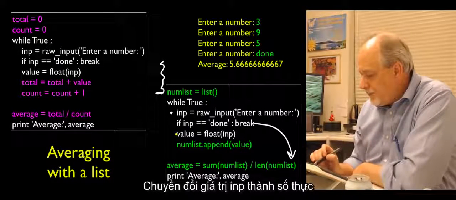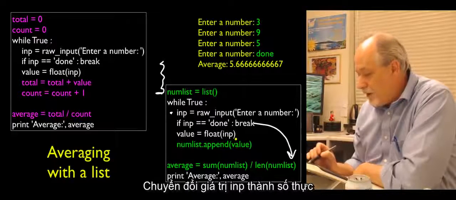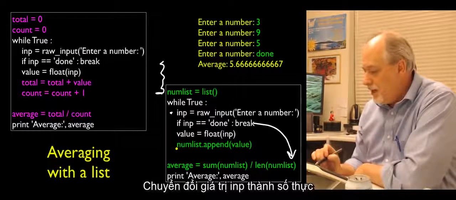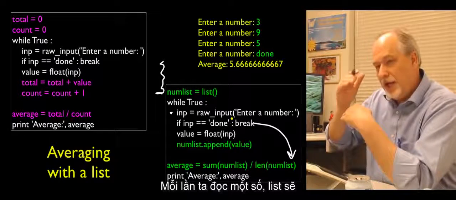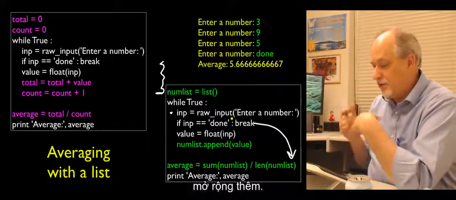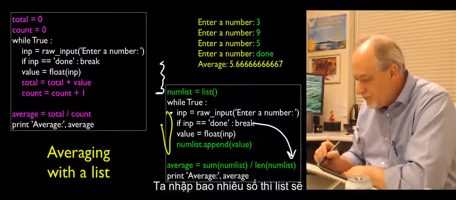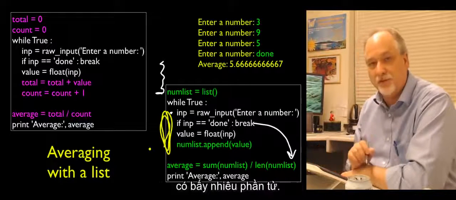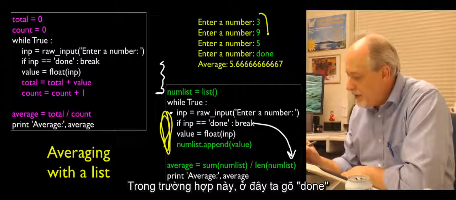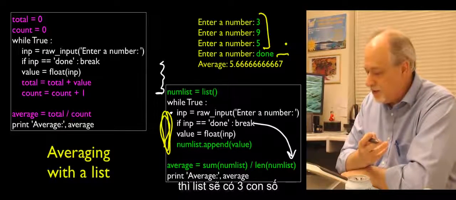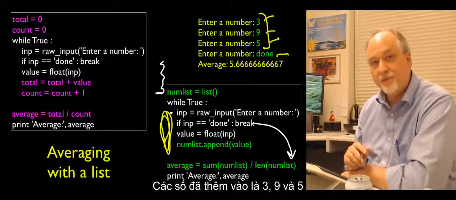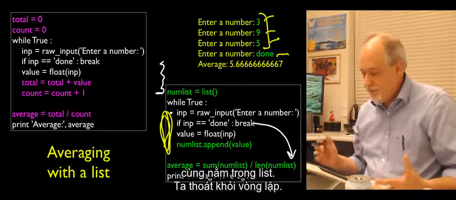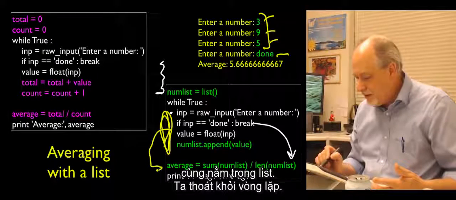Convert the input value to a float. And then append it to the list. So now the list is going to grow. Each time we read a number, the list is going to grow. However many times we add the numbers, how many things are going to be in the list? So in this case, when we're at this point and we type done, there will be three numbers in the list because we will have run append three times. We'll have appended 3, 9, and 5. We'll have them sitting in a list, and we will have exited the loop.